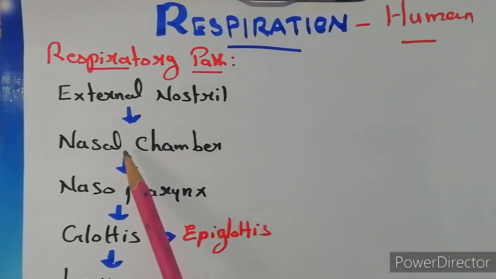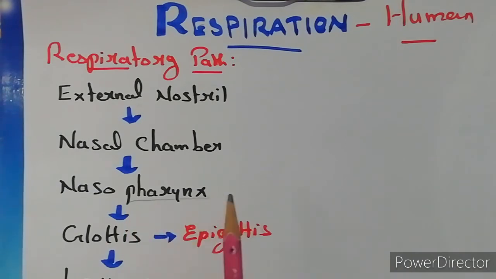Then this leads to the nasal chamber. The nostril leads to a cavity, and that cavity region is called the nasal chamber. This nasal chamber leads to the nasopharynx. Do you know what pharynx is? Pharynx is a common part; we discussed it in the digestion area. Pharynx is the part where the respiratory system and the digestive system meet. The pharynx part where the nasal chamber leads is known as the nasopharynx.